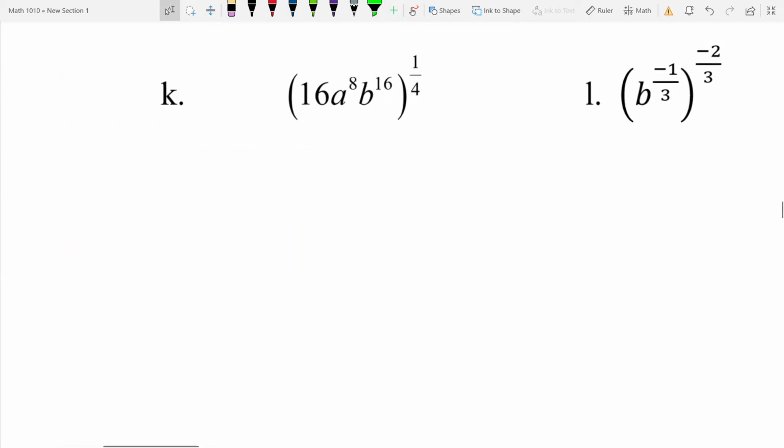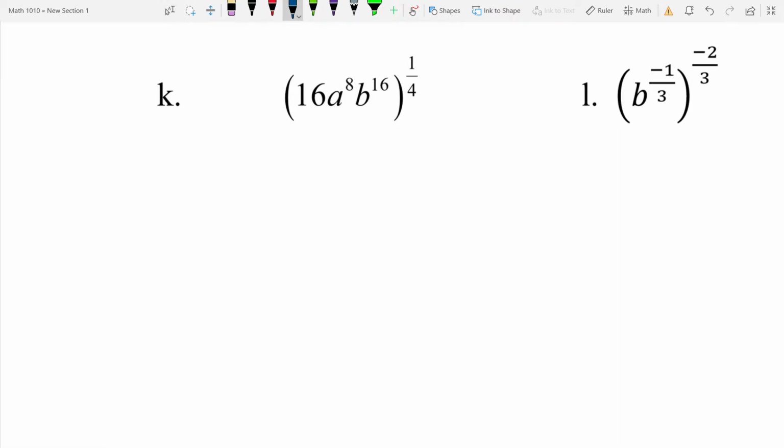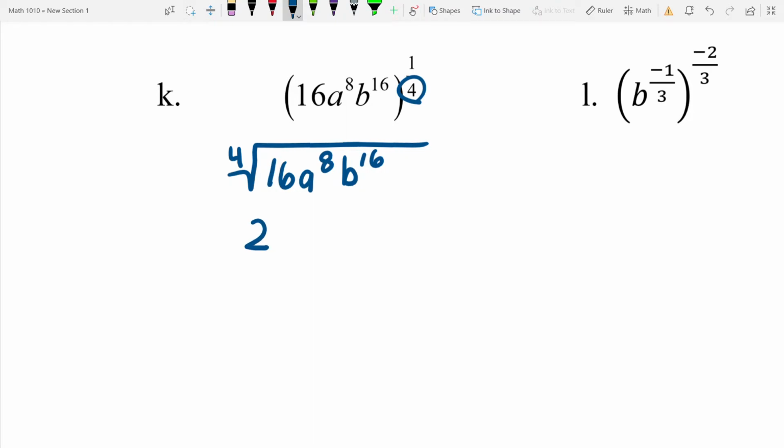Okay, here we go with question K. See that 4 right there on the bottom, guys? That tells you it's a 4th root. Then inside is 16, a to the 8th, b to the 16th. Everybody talk to me. Are we done? No. Do you know off the top of your head what the 4th root of 16 is? It's a 2. 2 times 2 times 2 times 2 is 16.